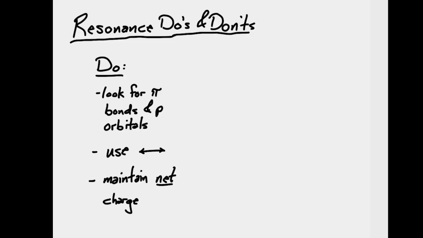If somehow you've either destroyed or created a net charge, then you can tell that you've done something incorrect in your resonance structures. So let's look at some don'ts. Don't move sigma bonds. So in resonance structures, we're simply moving the electrons along the p orbitals. We're not actually moving any of the atoms. So that's one of the key features of resonance structures. None of the atoms are actually moving their position. This is a time average view of where the electron density is at any given time.